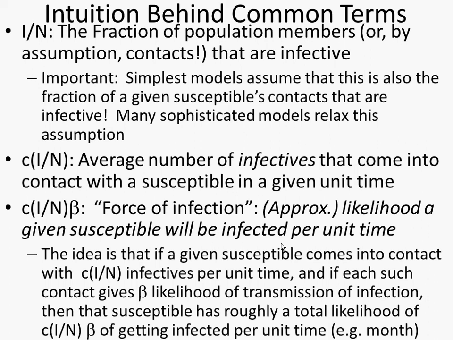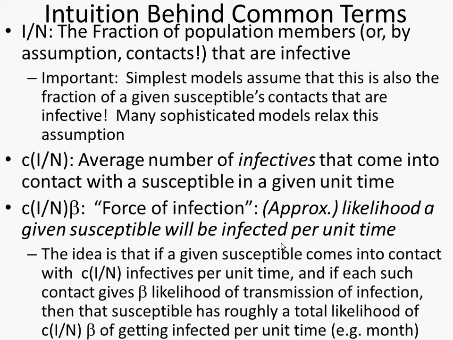So we approximate the chance of getting infected from any of those contacts as C times I over N times beta. This is approximately the likelihood a given susceptible will be infected per unit time. Why do I say approximate? Because if you've already been infected by one, you're not going to get infected by the other, so it's not going to scale quite like that. But if beta is very small, it's a very good approximation, like a 1% chance. I think per sexual act, HIV is transmitted with a likelihood below 1%. It's quite small, and similarly for influenza. If I'm standing in line next to someone at Tim Hortons, or next to someone in class, the chance is pretty small per contact that it will lead to transmission.